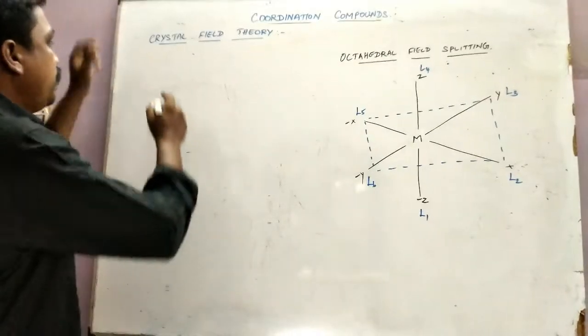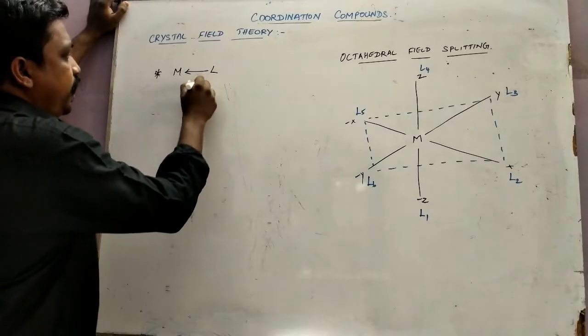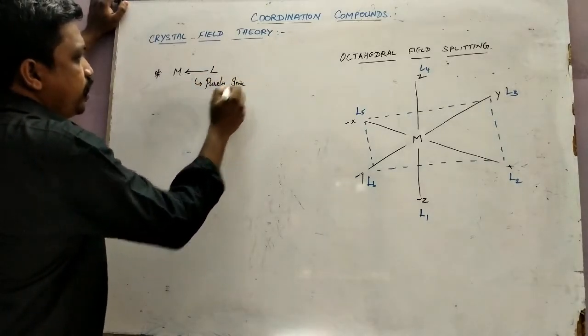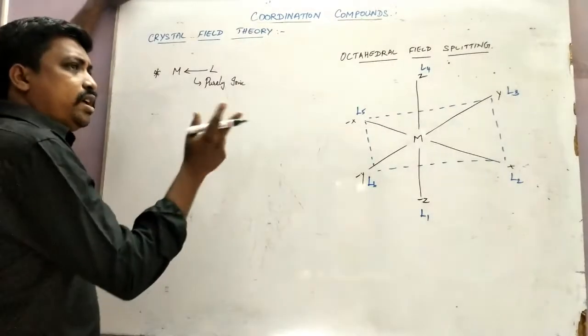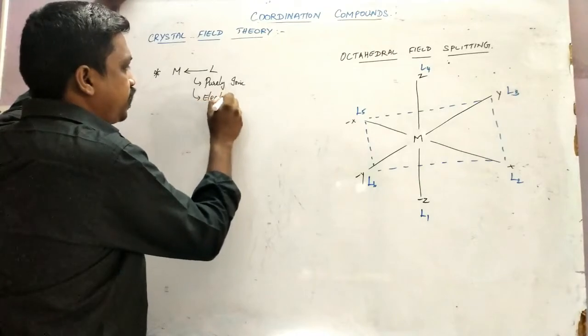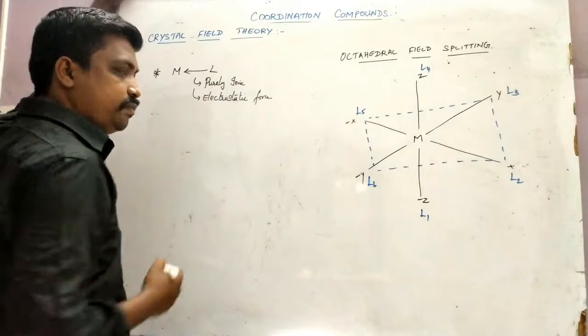This theory considers the bond between metal and ligand as a purely ionic bond. The bond is purely ionic. So in between ions, what is the force of attraction? It is nothing but the electrostatic force of attraction, right?